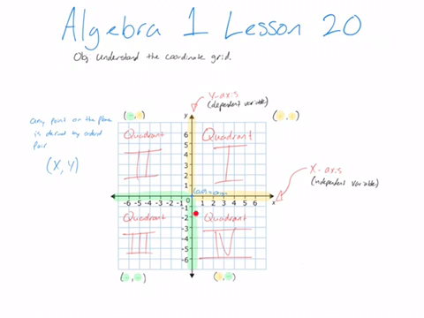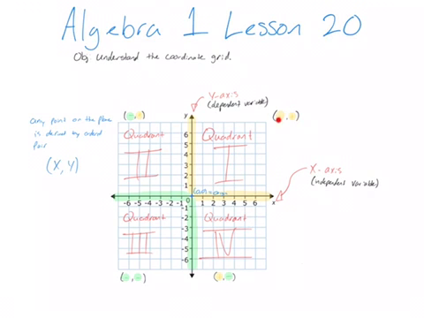So this divides the plane into 4 quadrants. We start in the top right with quadrant 1, and we move around counterclockwise with 2, 3, and 4. We label this top right one quadrant 1 because that's where we deal with positive numbers. So this is where we work the most, in this first quadrant.